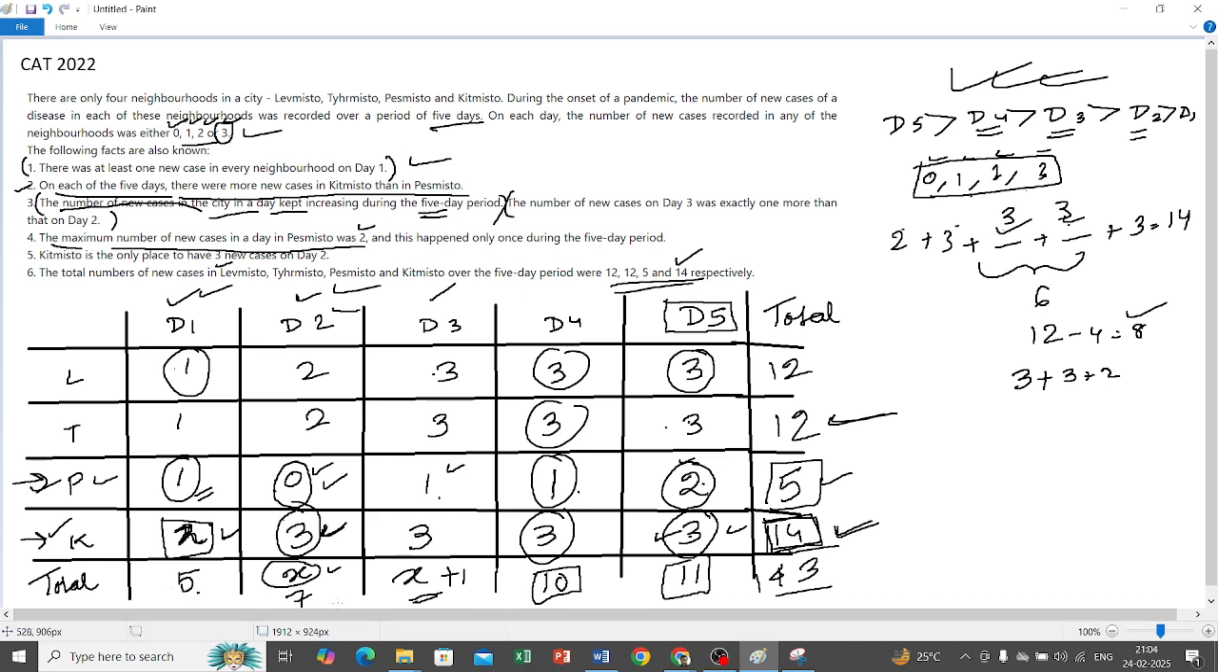Now see, if I add all of them, like 5 plus x plus 1 plus 10 plus 11, that should be equal to 43, because this is what the total is. You see, this is the ultimate total, like total number of cases in all these cities and the total number of cases over all the days. This is 43. So if I add all these cases, that should be equal to 43.